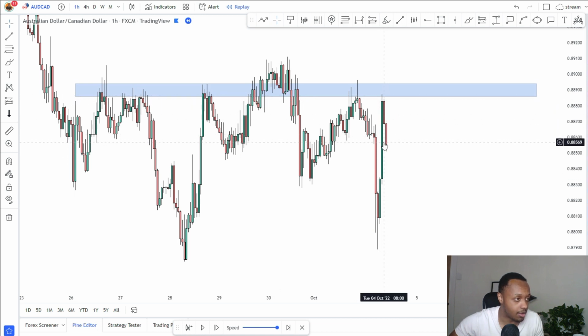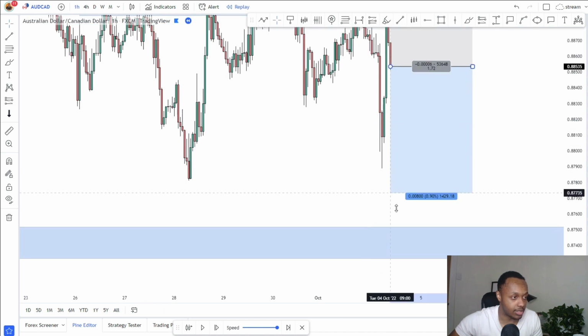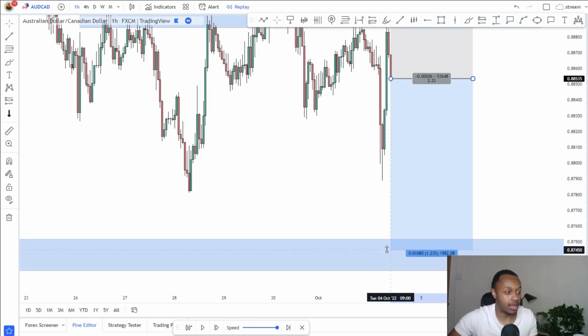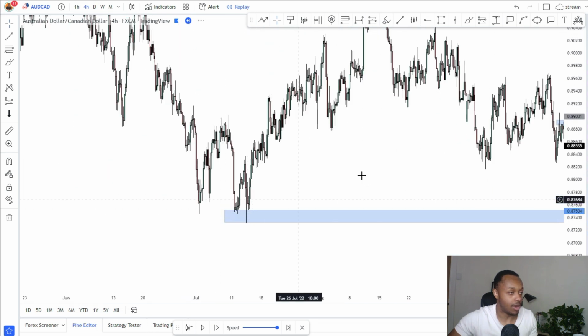And I was waking up around here on this candle here, which closed at 10 a.m. UK time, which is where I entered the market. Stop loss above the zone. And again, trading it back down to that daily support level, which you can see here around that level there.